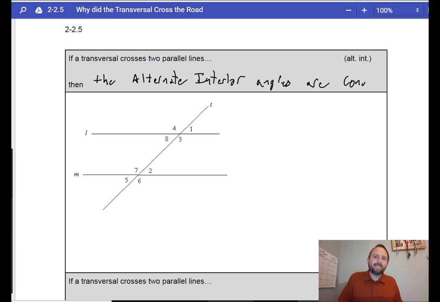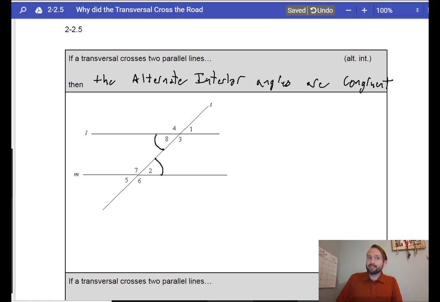Well, what does this mean? Well, they're equal in value. And what is alternate? That means like we can say, hey, inside, interior. And we're going to go like this. Hey, look, this angle 8 is going to be congruent to angle 2 because they're on alternate sides of the transversal and they're on the inside. That's the alternate interior.